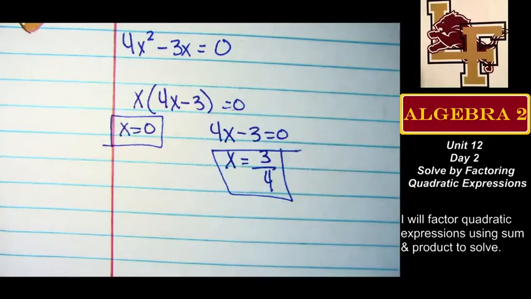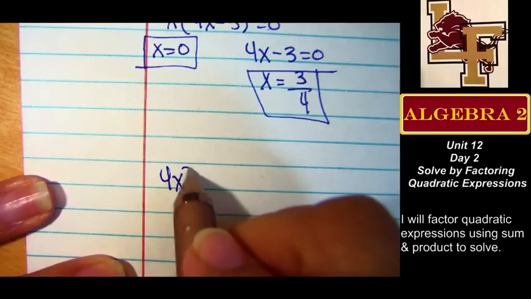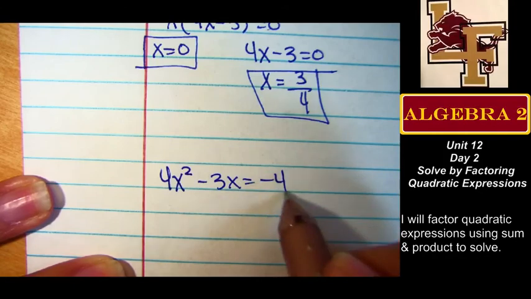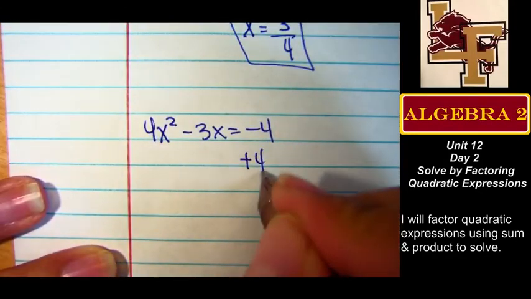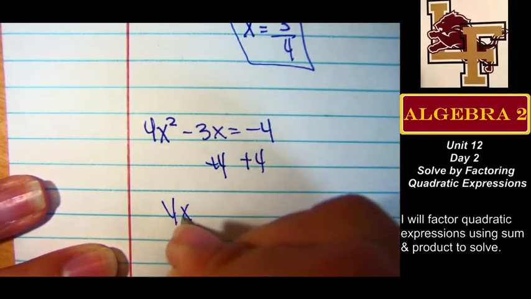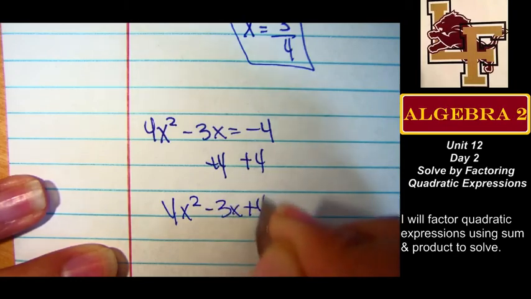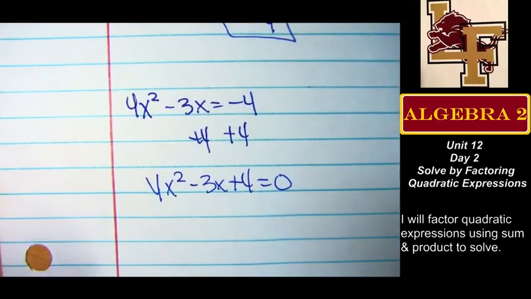So if it's 4x squared minus 3x equals -4, and we change it to 4x squared minus 3x, but plus 4, yes, I would move this one over. And then I would start factoring.